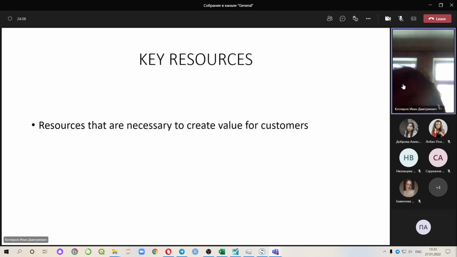So the key aspect of Tinkoff resources is obviously intellectual resources, but in some fields of activities, Tinkoff has to rely on human resources like technical support and on physical resources like ATM network. Is it clear, guys? Do you understand it? Yes, it is.